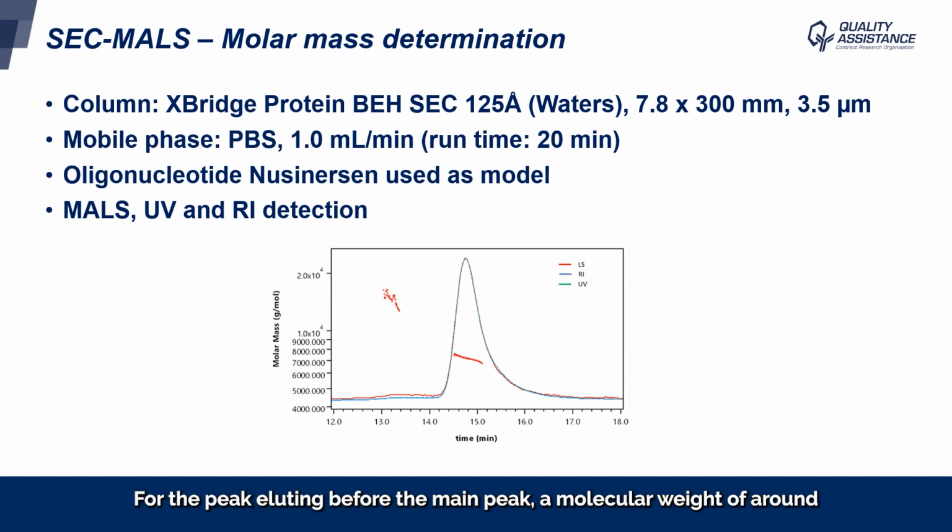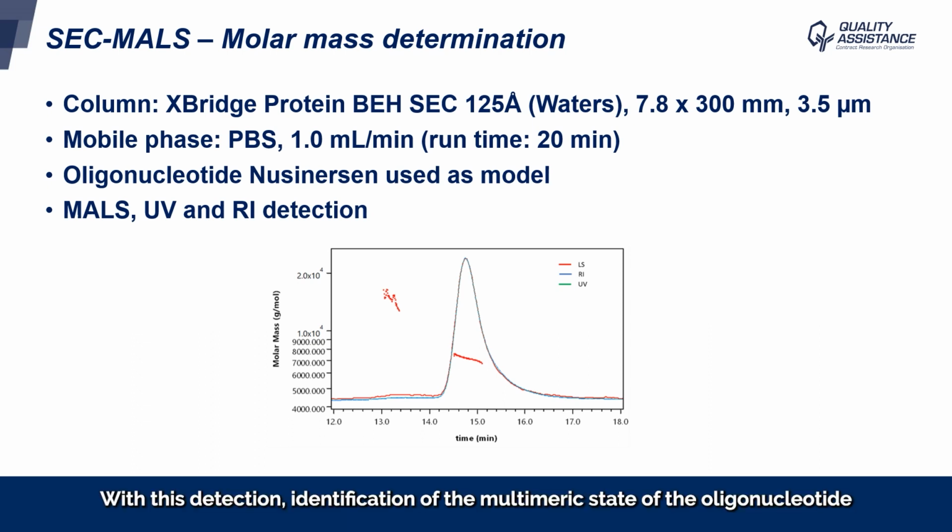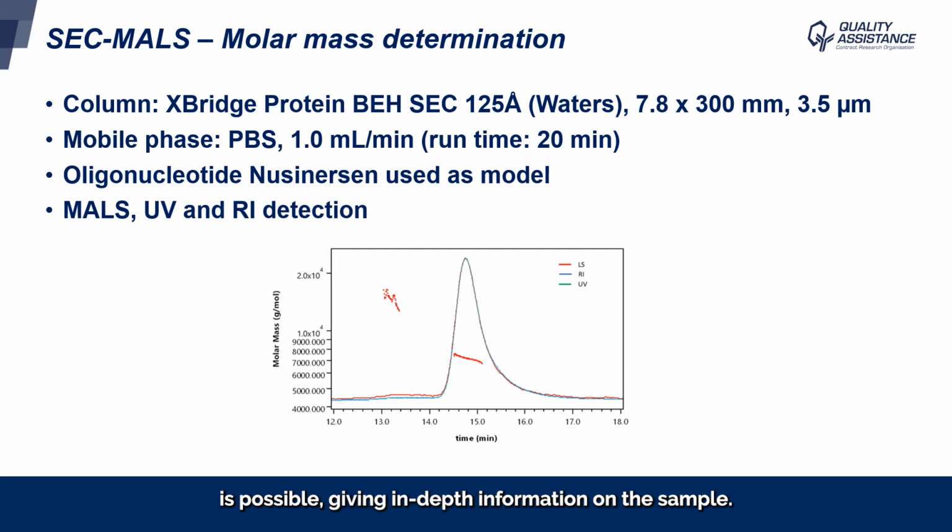For the peak eluting before the main peak, a molecular weight of around 14 kilodalton is calculated, which indicates the presence of dimer of the oligonucleotide of interest. With this detection, identification of the multimeric state of the oligonucleotide is possible, giving in-depth information on the sample. However, information on the fragment are not easily accessible on the MALS for such rather small molecule. To gain information on fragments, mass spectrometry is an additional tool that can be used.